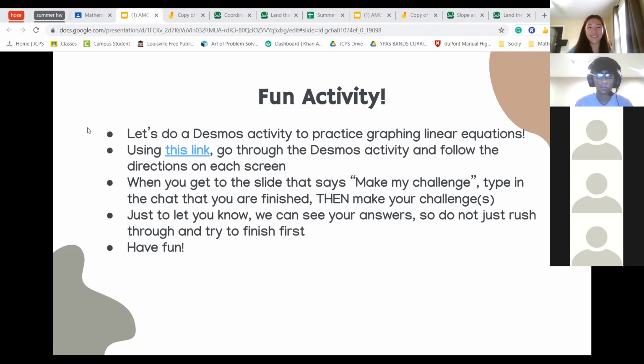That's not good. But anyways, if you get to the slide that says make my challenge, type in the chat that you're done and then make your challenges. That might not make sense now, but once you get to that slide, just come back to the Zoom meeting and read the directions on this slide, so we can see your answers. Don't just try to rush through it really quickly, but it's okay if you mess up. Just try your best and have fun.